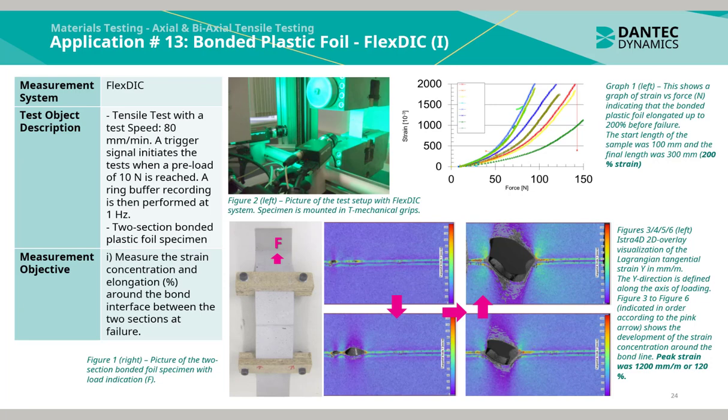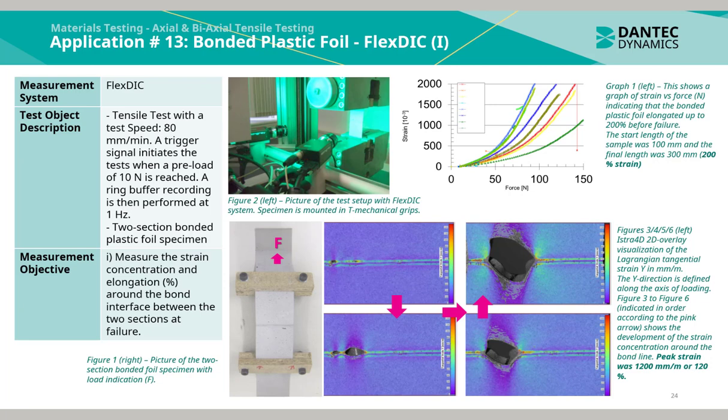In figure 1 to the right, we see the picture of the two-section bonded foil specimen with the load indication F. In figure 2, we see the picture of the test setup with the FlexDIC system. As can be seen, the specimen is mounted in T-mechanical grips. The measurement objective was to measure the strain concentration and elongation in percent around the bond interface between the two sections at failure.